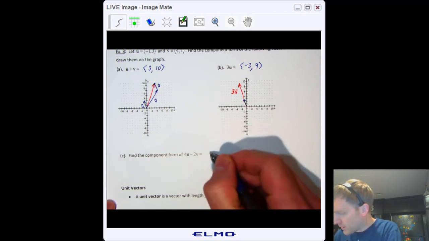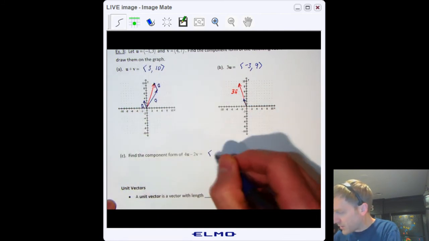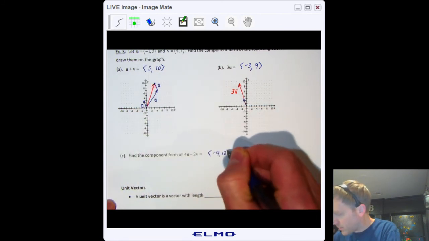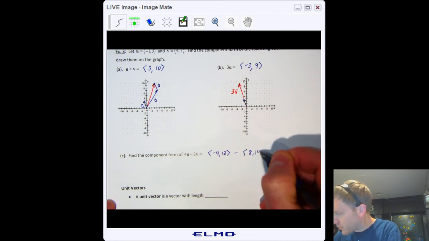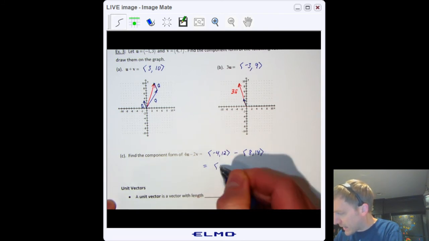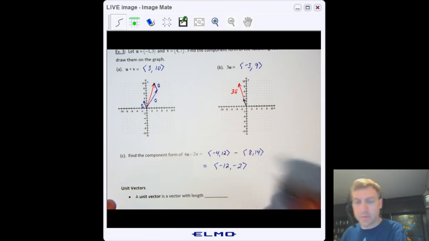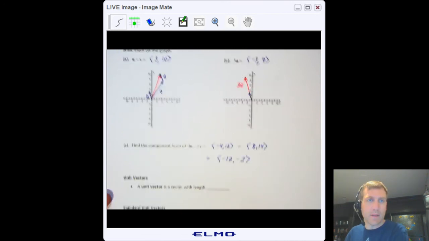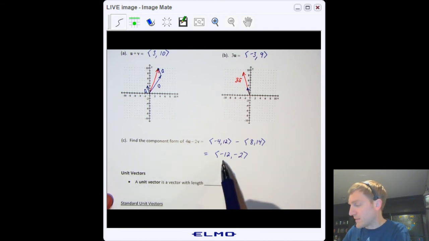Okay, so first let's do 4 times u. Again, the same u and the v we started with up there. So that's going to be 4 times negative 3, which is negative 12, minus 2 times v, which should be 8, 14. All right, then do negative 4 minus 8 is negative 12. 12 minus 14 is negative 2. So there you go. The component form of 4 times u minus 2 times v is the vector negative 12 comma negative 2.